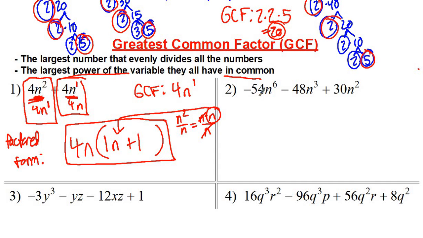Alright, so let's look at number 2. So notice that 2 of these numbers are negative, and usually if the leading exponent, meaning the highest exponent there, is n to the 6th, usually the greatest common factor we want to factor out is a negative. So it's going to be negative something. The biggest number that goes into 54, 48, and 30 turns out to be 6. And then the power of n they all have in common, another way of saying that's the smallest power of n, because that's the only one they all have in common, would be n squared. So that means we're going to have to divide each of these things by negative 6n squared.